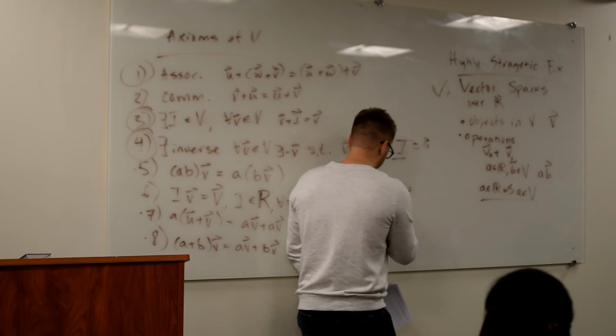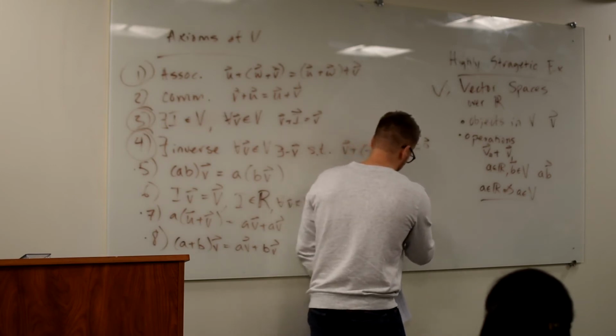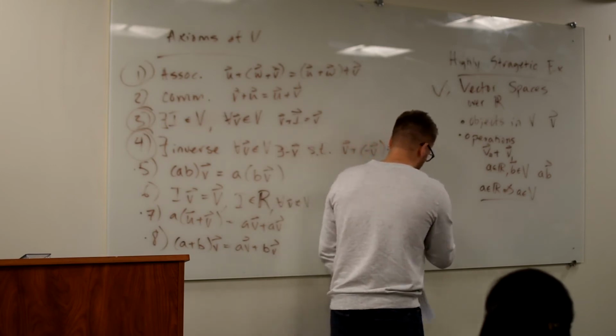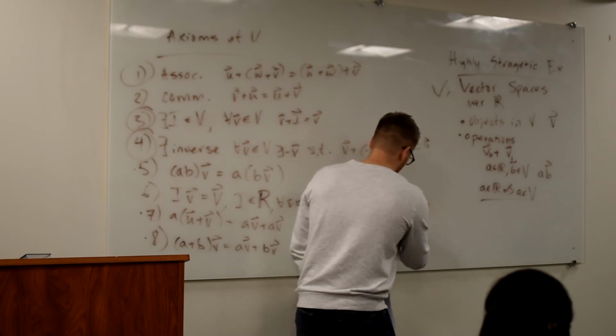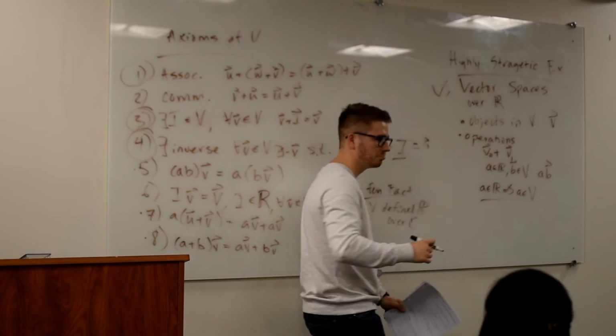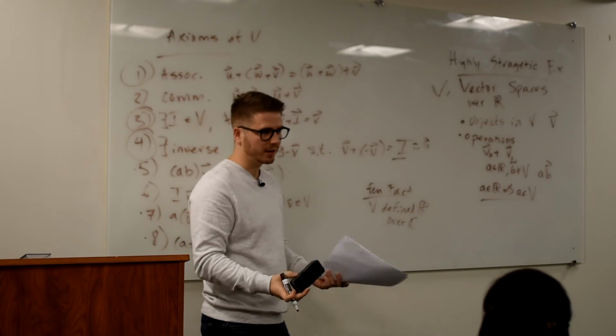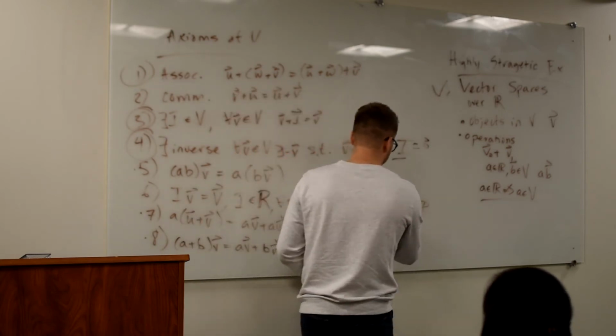is that our vector space can be defined over, we defined it over R, but it can also be defined over the complex numbers. So we're not going to do anything with that, but little fun fact.